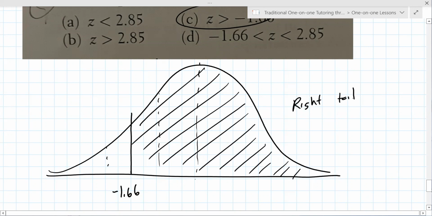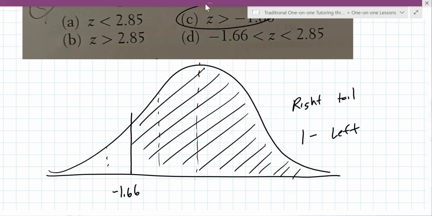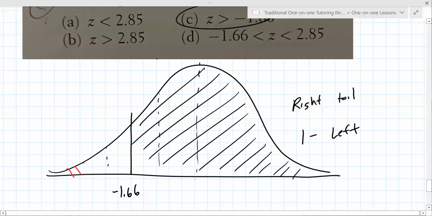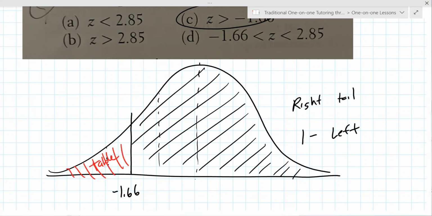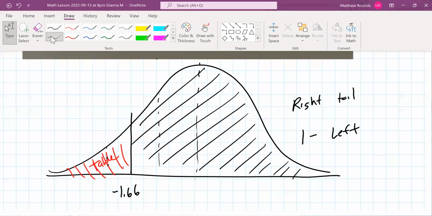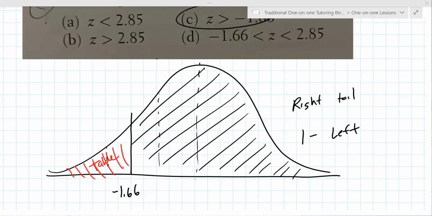But I already told you this thing only tells us left. So we're going to do 1 minus left. You're going to go to your table, and your table is going to give you, I'm going to show you this in red, this value right here from the table. Okay, so I want you to try looking that up in the table for me and tell me what you come up with.